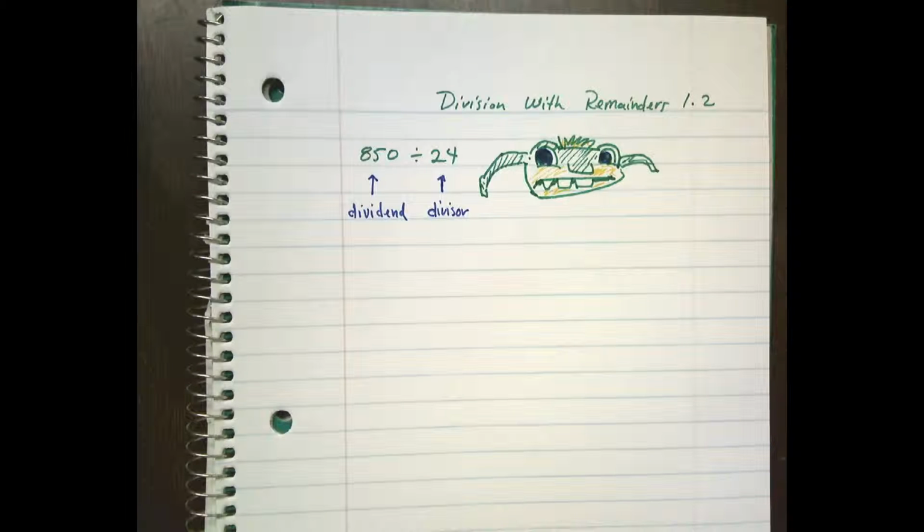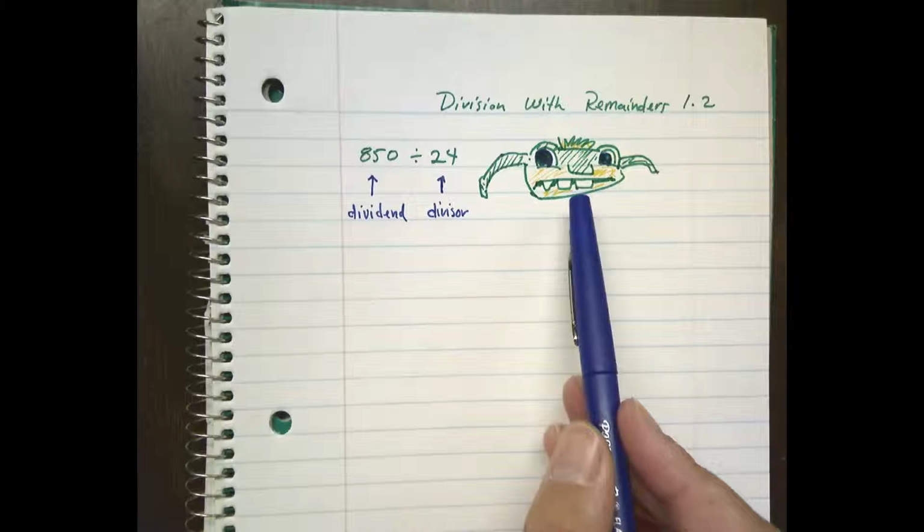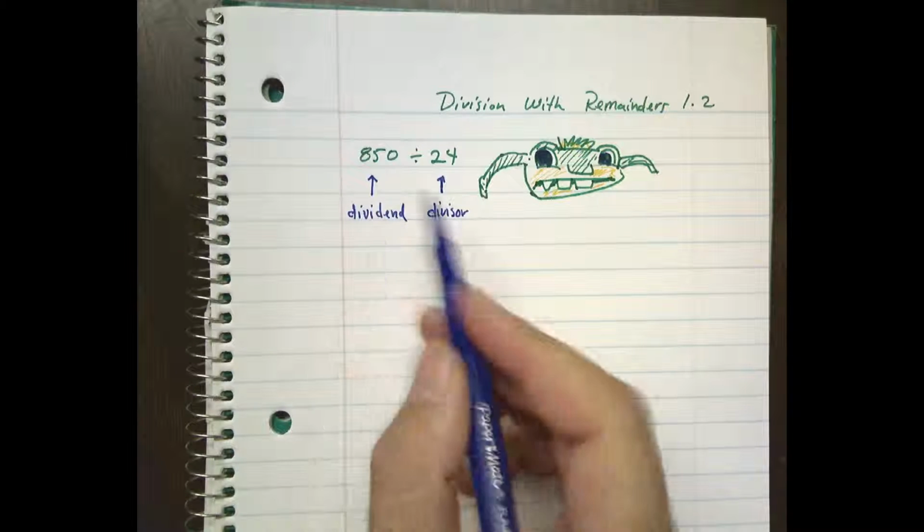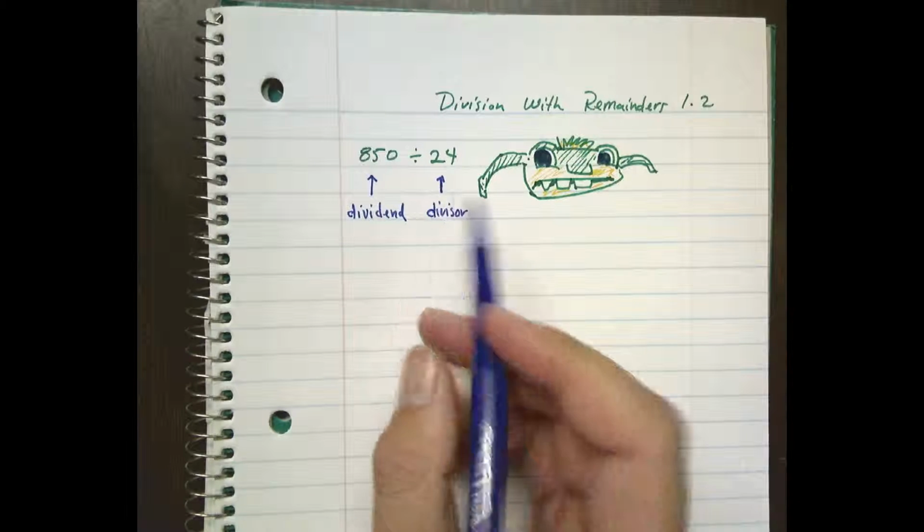So this is a huge problem. I cannot do this in my head, and I don't think Bob Goblin can because he looks pretty worried. So we're going to try to work it out. And I'm going to show you a cool little trick that I like to use, and it has a little bit of estimation in it. We're going to write this out a little bit differently than what you're used to.